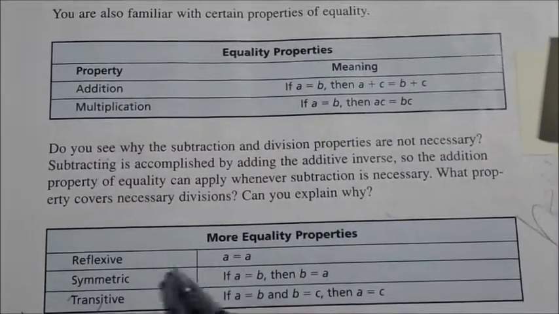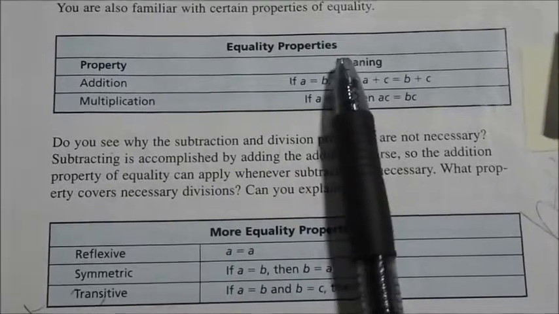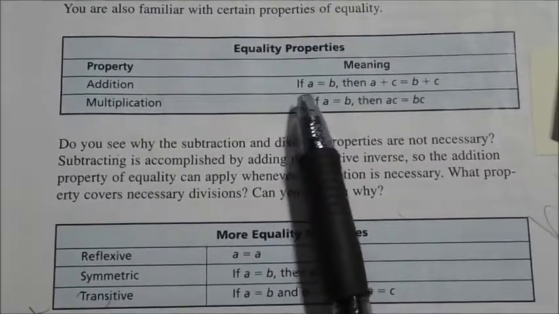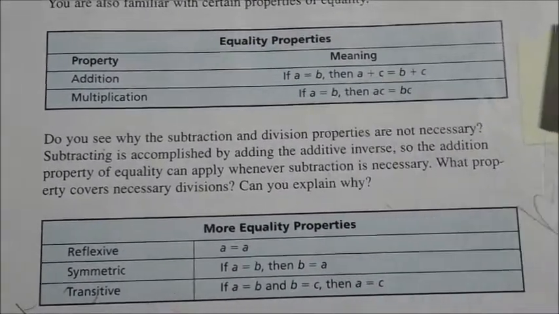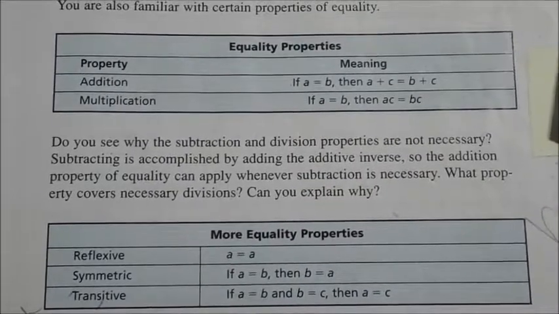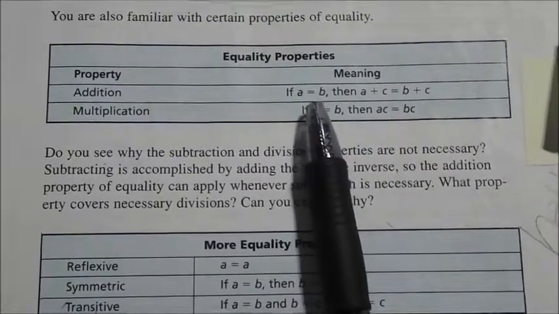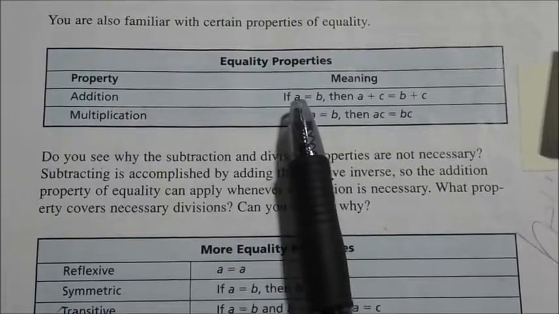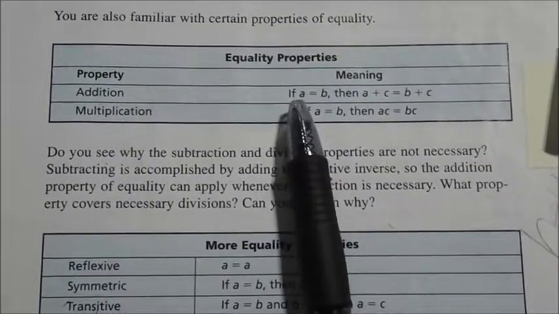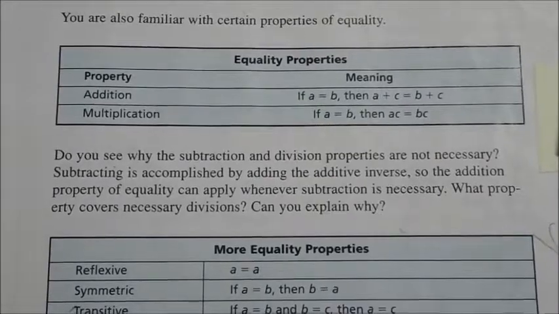So we have this addition property of equality, and what it says is if A equals B, then A plus C equals B plus C. So what you're thinking there is if you start with this premise right here, you were able to add a C to both sides. A plus C is going to equal B plus C.